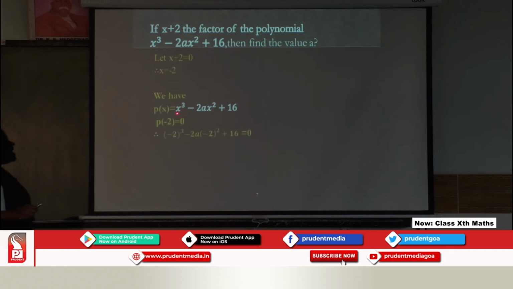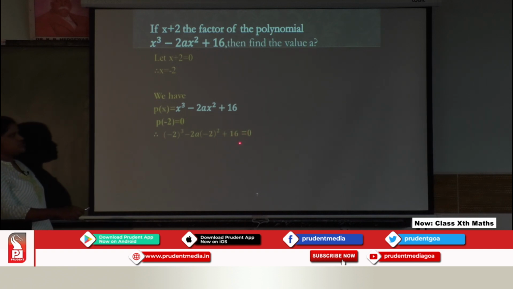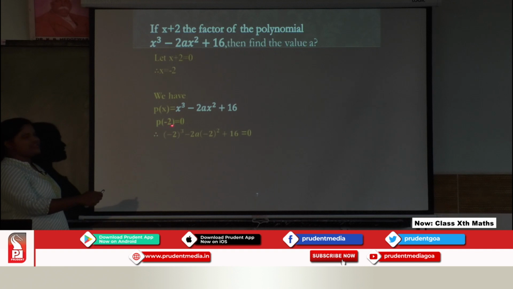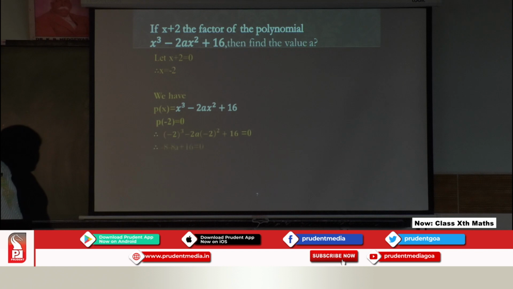In the first place I have x cube. So wherever there is x, I will replace it by minus 2. I get minus 2 cube minus 2a, again minus 2 square plus 16 is equal to 0. This is important. It should be equal to 0 because we know that minus 2 is a factor of that polynomial. So minus 2 cube is minus 8, minus 2 square is 4, 4 into this negative 2 is minus 8 again along with this a, plus 16.